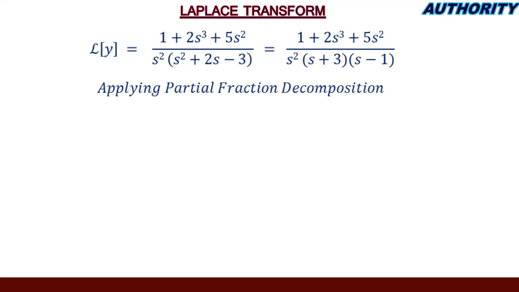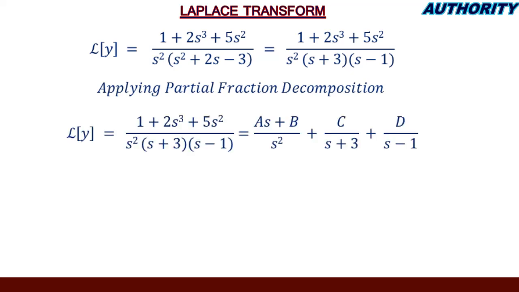Now applying partial fraction decomposition, we see that the Laplace transform of y, which is 1 plus 2s cubed plus 5s squared all over s squared, s plus 3, s minus 1, is equal to as plus b all over s squared, plus c all over s plus 3, plus d all over s minus 1. So we write it this way. If you are not conversant with partial fraction decomposition, we have lessons already, so please do well to go through them.